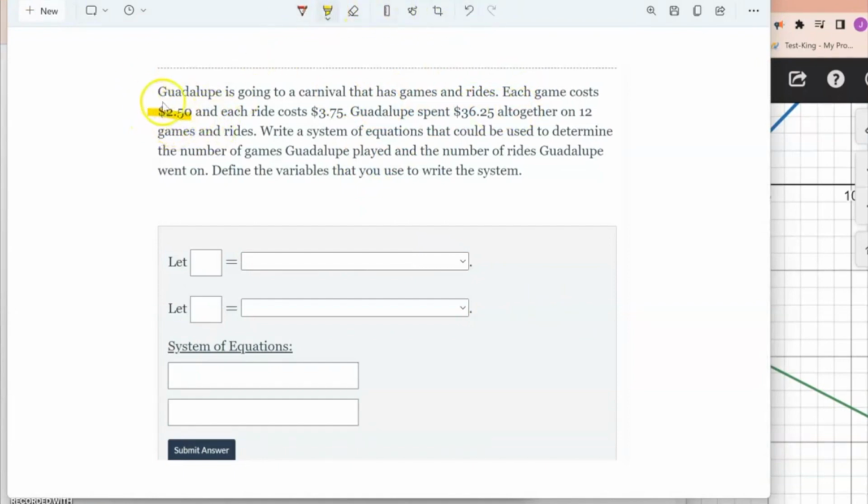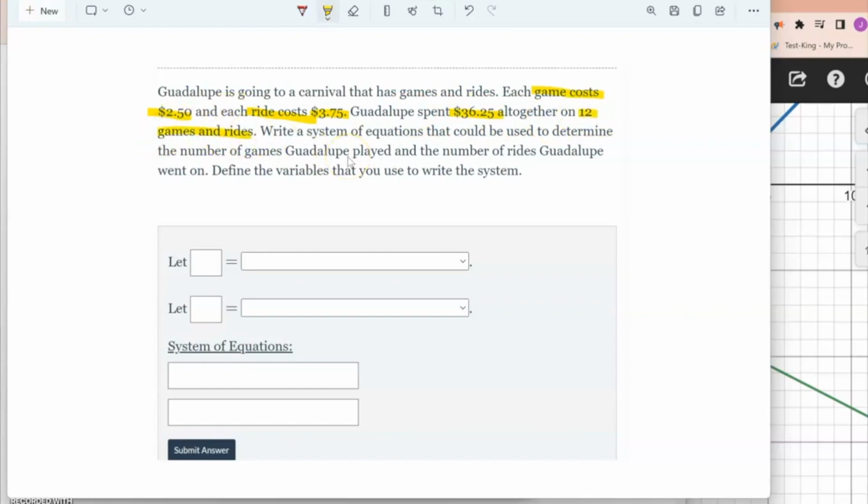There's a number. What is 250 talking about? It's a game. So 250 is a game. All right, find another number, 375. What's that? A ride, okay? All right, find another number. That's what it is. What's that? Together. So this is a total. All right, find another number. So 12, both rides and games, okay?